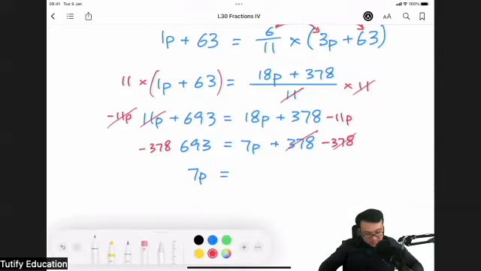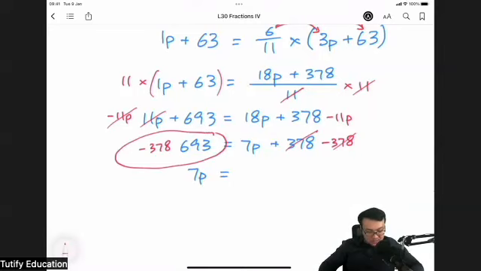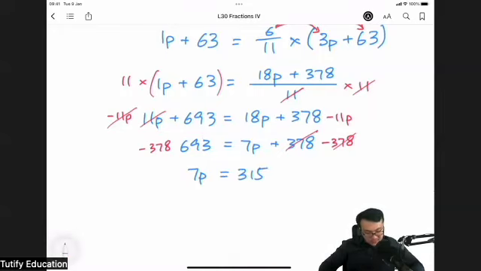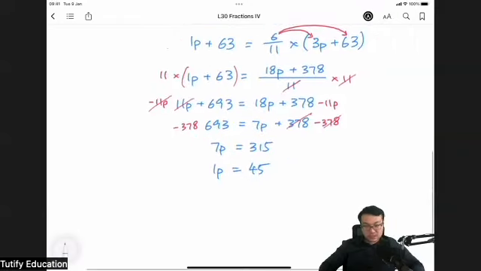equals to... can you help me to do this minus this? 693, you minus 378. We will get 315. Yes, okay, 315. So 1p equals to 315 divided by 7, which is 45.